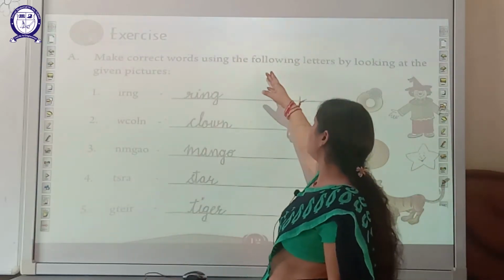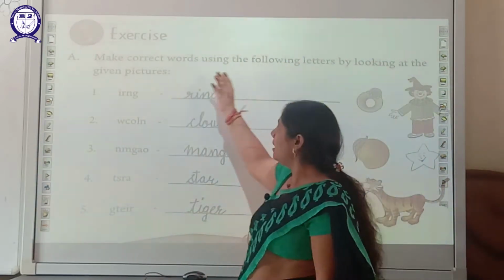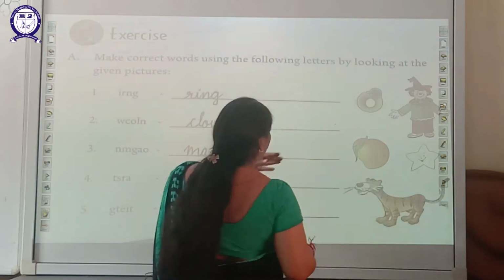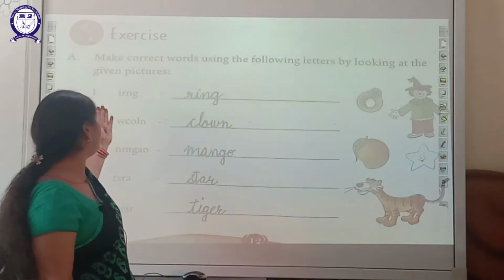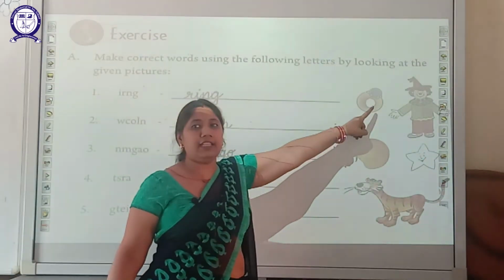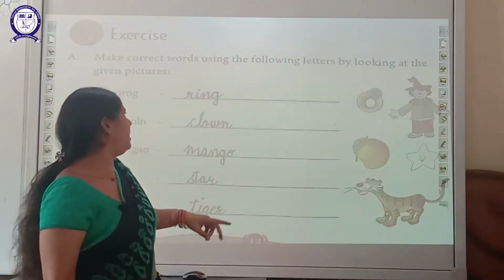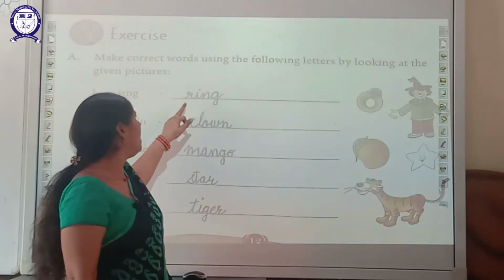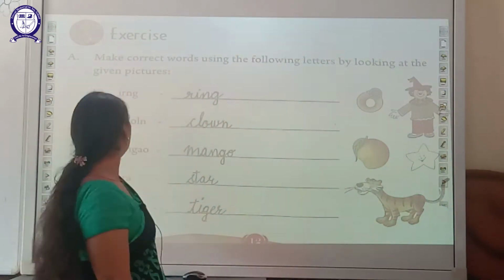Make correct words using the following letters by looking at the given picture. We have given the picture and clue of the set of the letters I-R-N-G. So here it is a ring. So rearrange the letters in a proper way. R-I-N-G, ring.